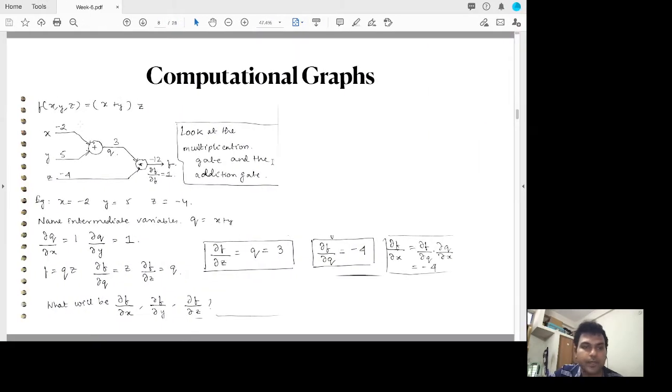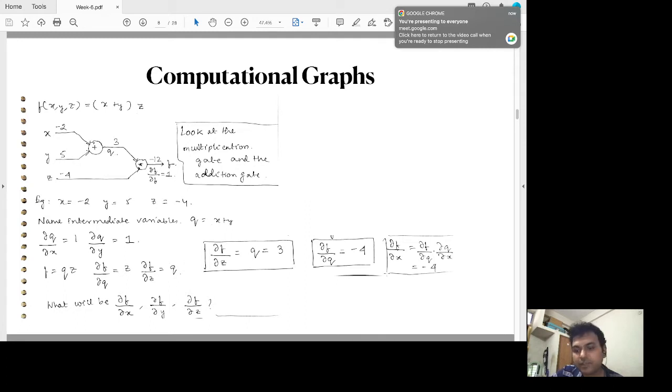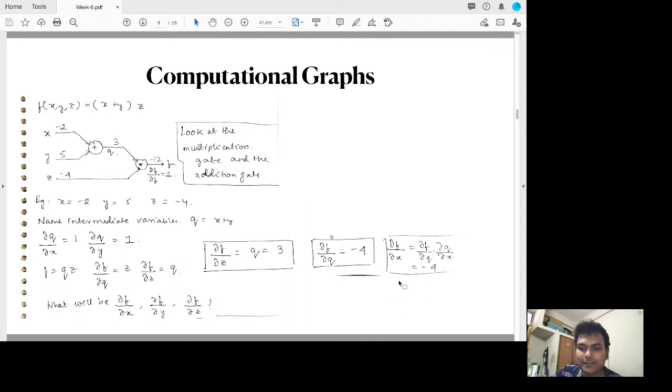So this addition sign which you are having, believe me when I say that ∂f/∂y is the same as ∂f/∂x. It's a small calculation: ∂f/∂q into ∂q/∂y. So again it will be -4, because ∂q/∂y is also 1, which is the same as ∂q/∂x. So this plus sign is behaving differently to this multiplication sign. Whatever gradient you had here, they are changing both of these, x and y, similarly. Is this clear?